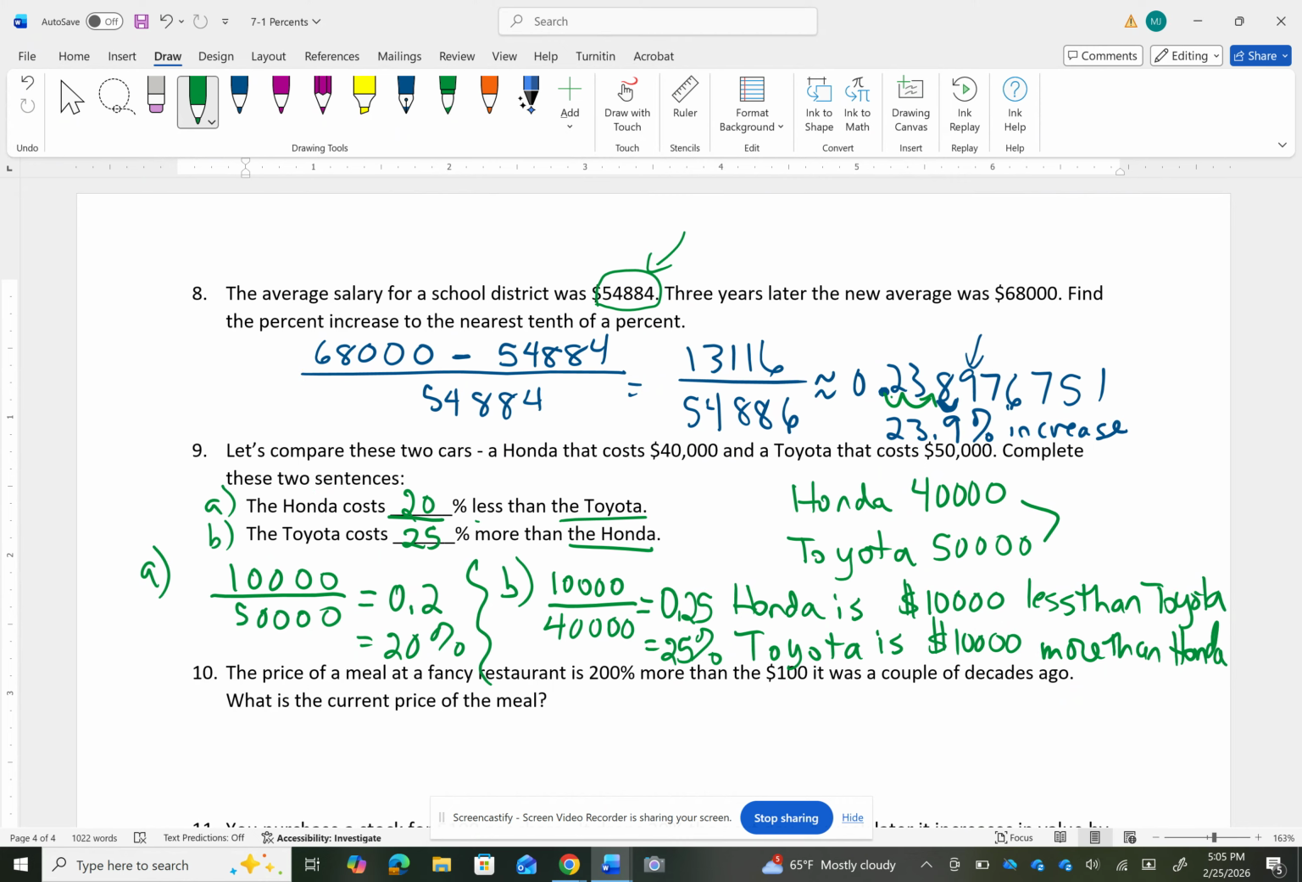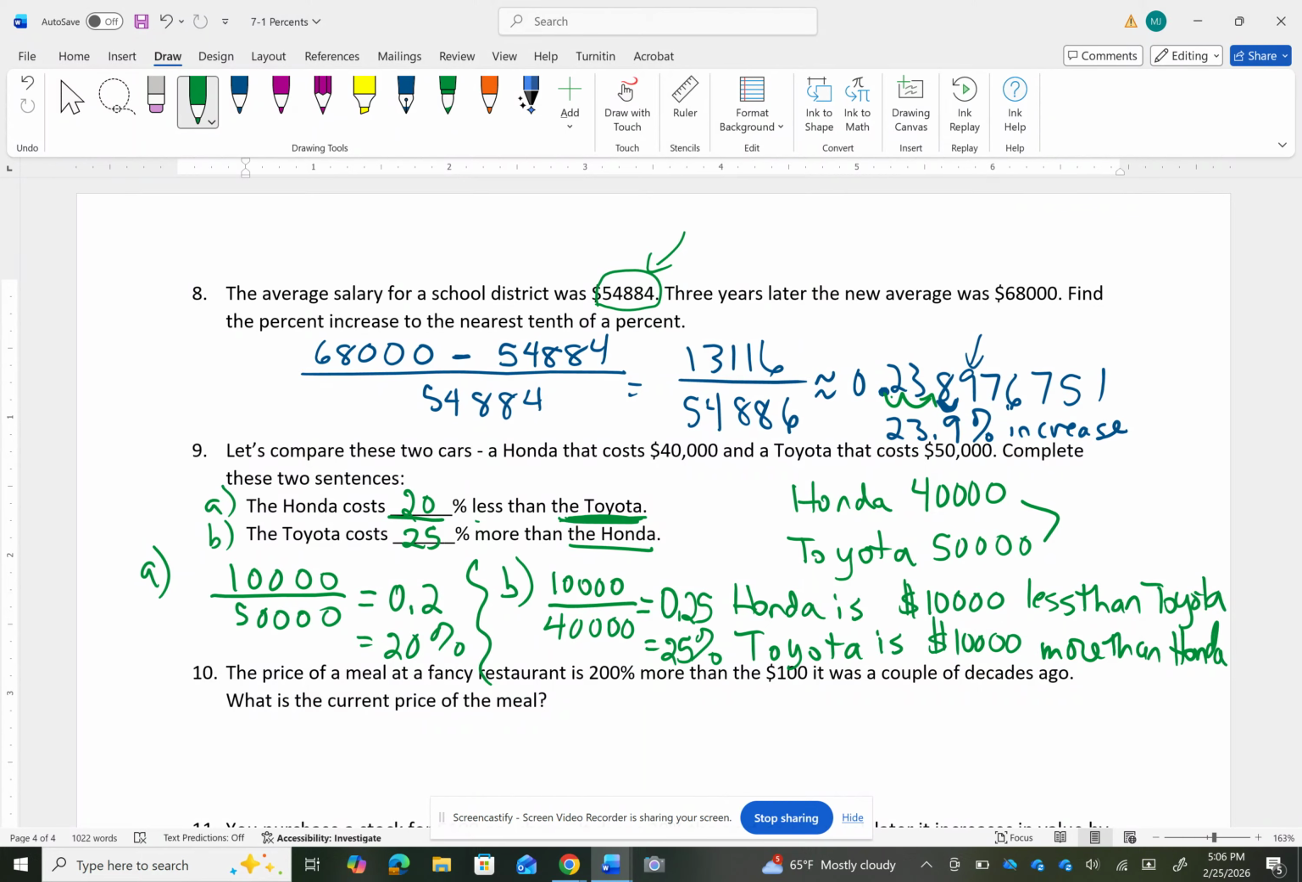Where part A says that the Honda cost 20% less than the Toyota, then that means if I did 20% of the Toyota's price, I'd still get 10,000, and then I would subtract that from the 50,000 to come up with Honda's price. So there's some things about percentages.